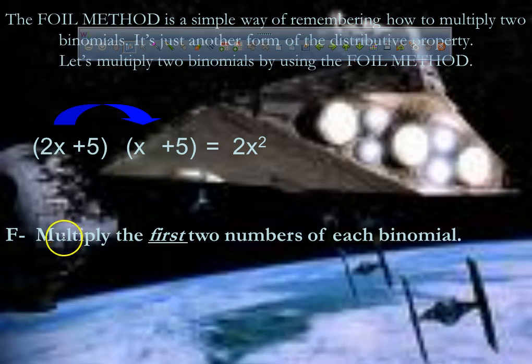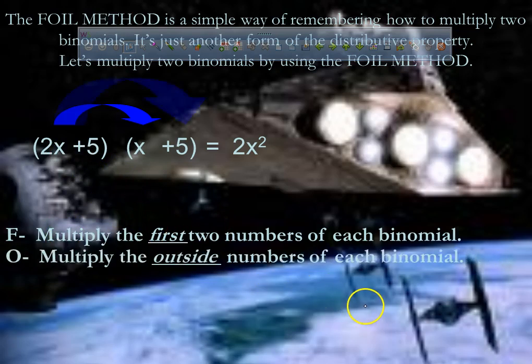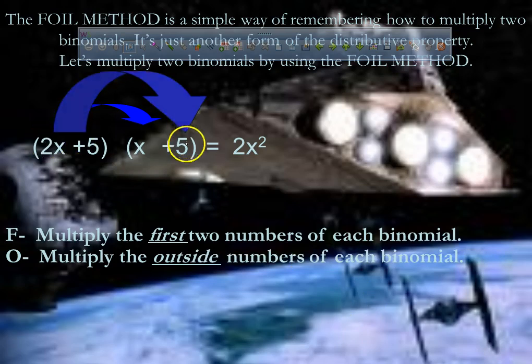Because it's awesome. Alright, so right now we multiply the first two numbers together. Alright, let's see what we do next. Now we're going to do the outside terms. What are the outside terms? What's the product of 2x times 5? That's right, good job. Alright, what's the next? What are my next products going to be?